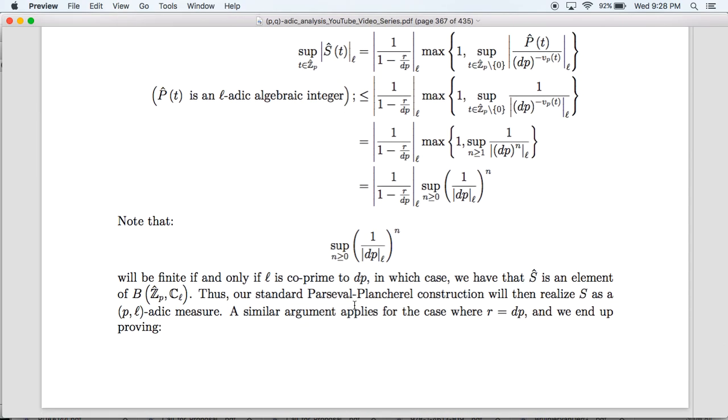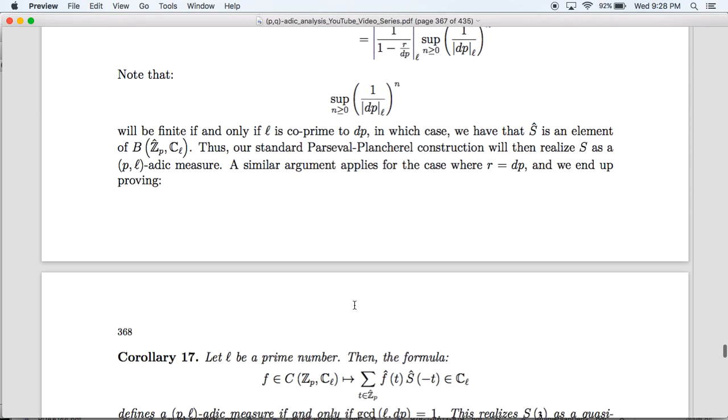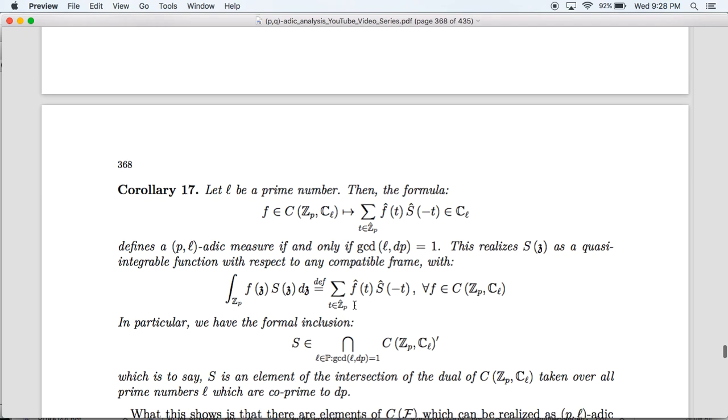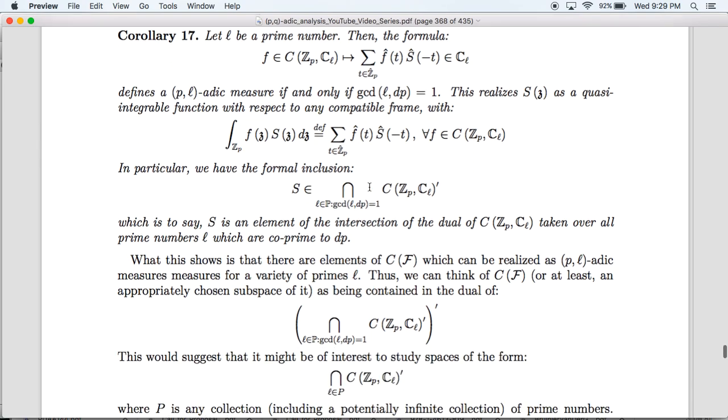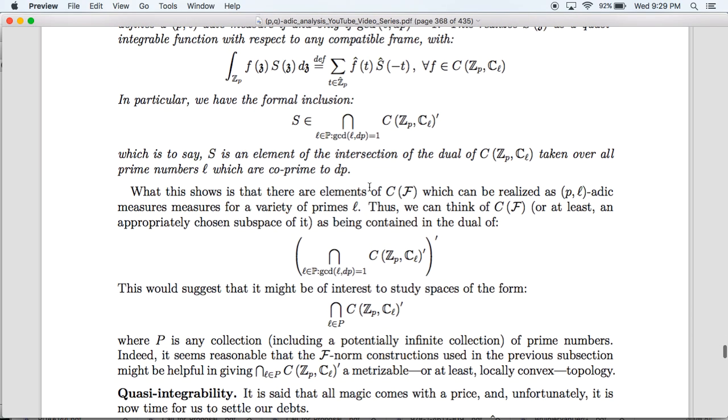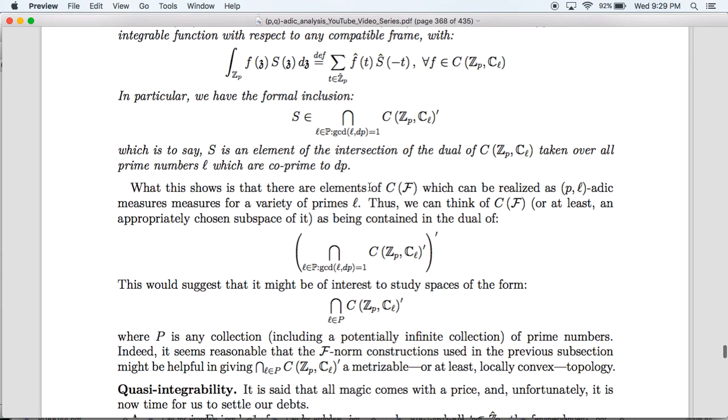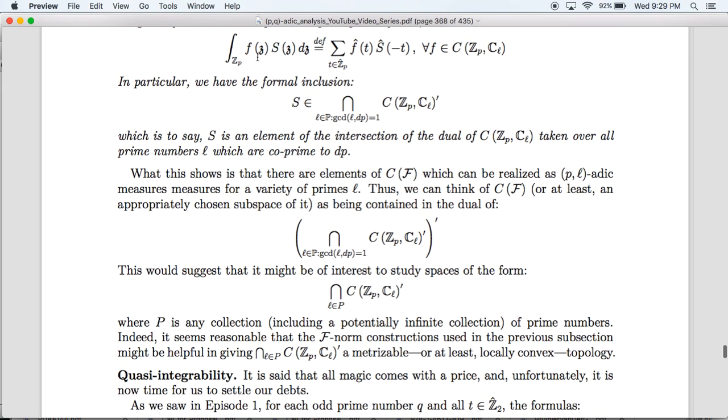A similar argument applies when r is equal to dp, and we end up with the following. Let L be a prime number, then our Parseval-Plancherel formula defines a L-adic measure if and only if L is coprime to dp. And so I'll talk about quasi-integrability in a bit. And so then this gives us a way of integrating S of z. We treat it as a measure, and we get this formula.